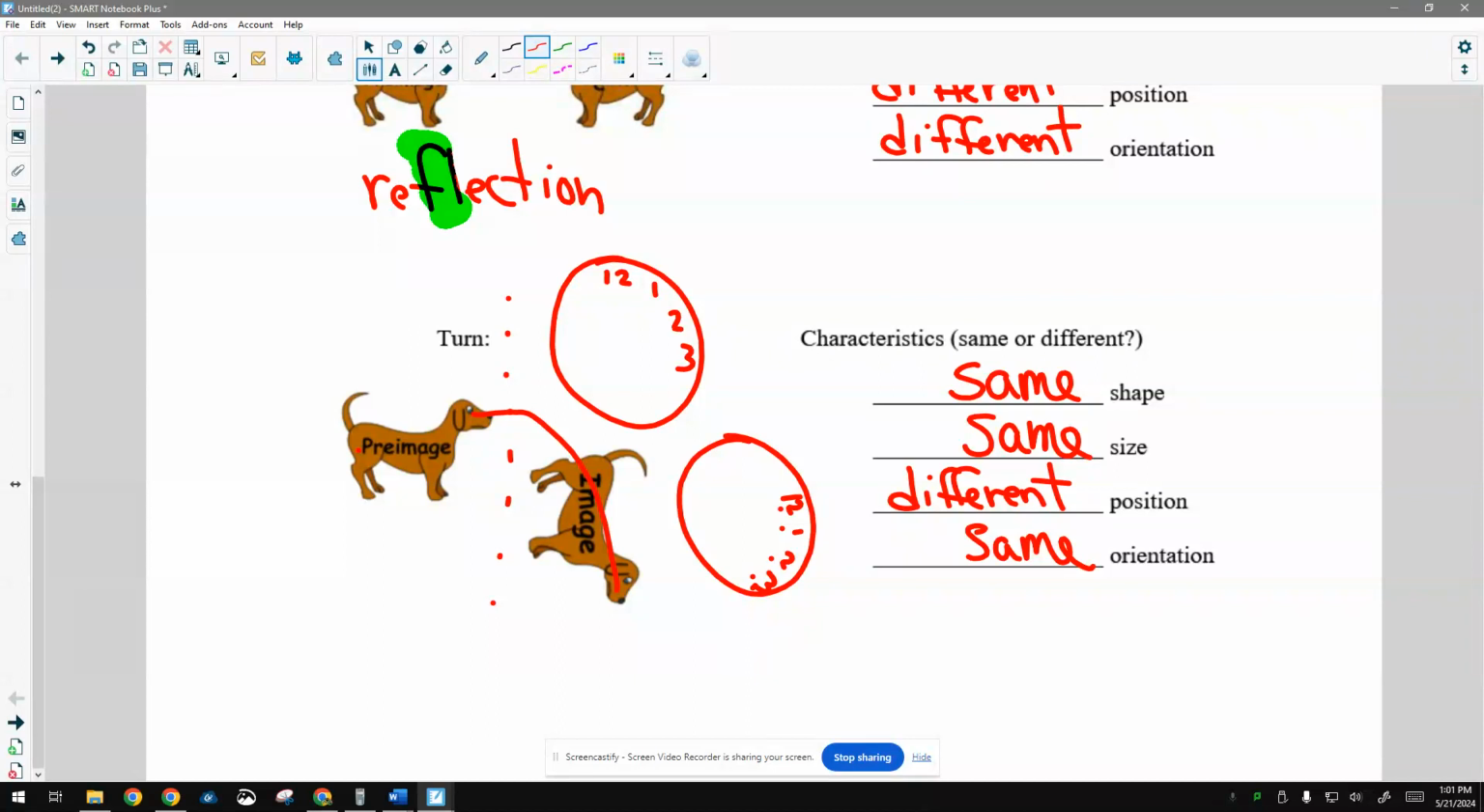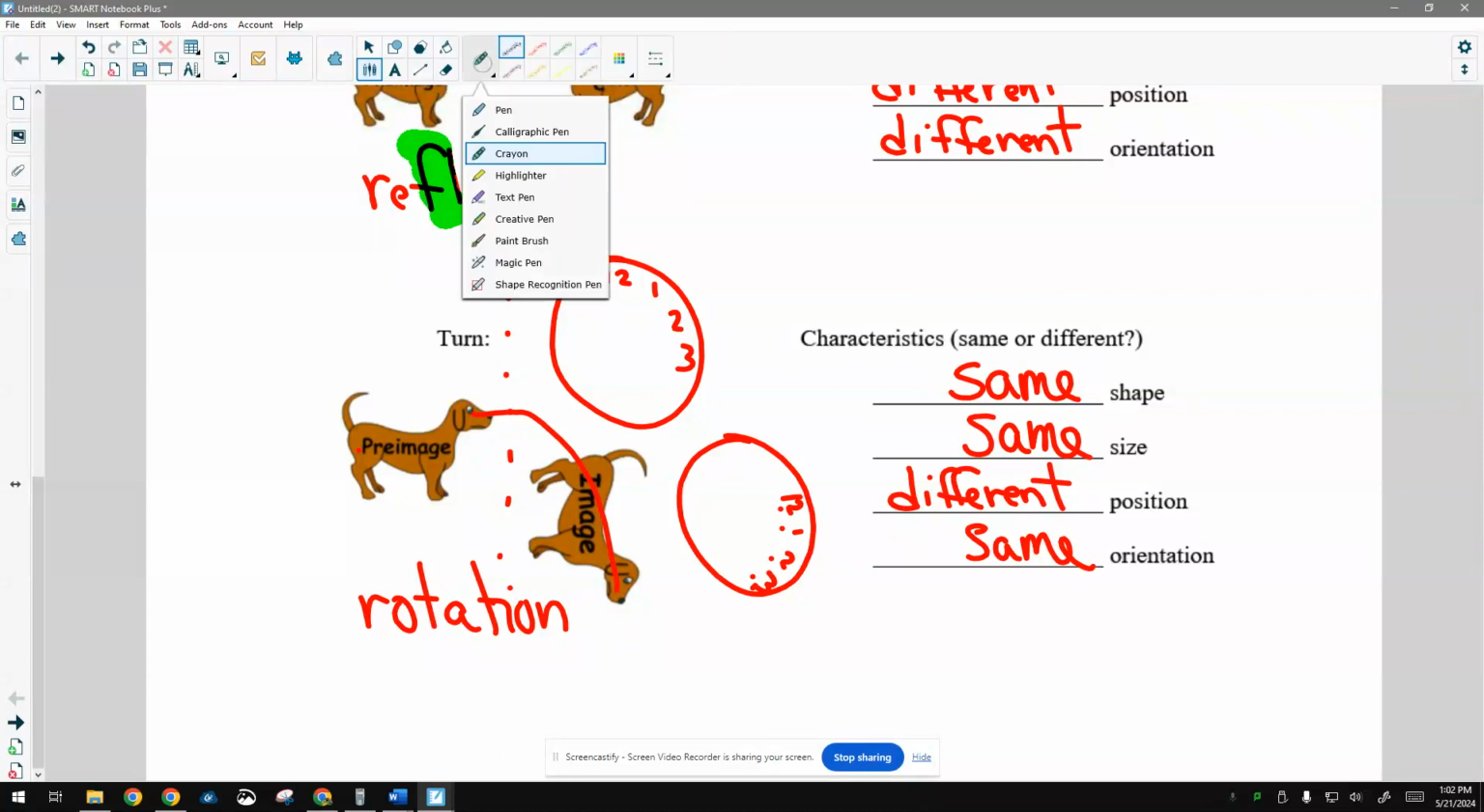All right. Anyone want a shot at what this is called? If a translation is a slide and a reflection is a flip, a rotation, oops. God, it's just so late in the day. It feels like midnight. A rotation is a turn.